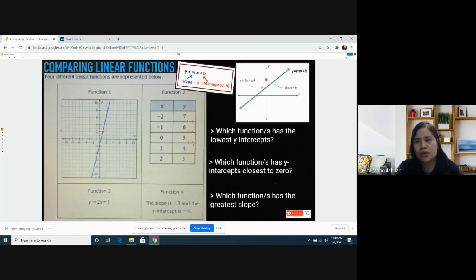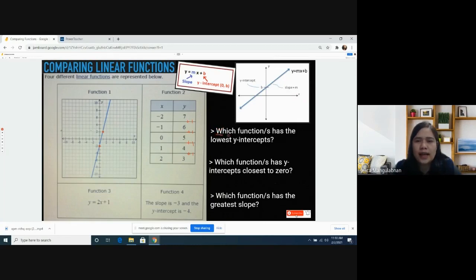And this is also the graph where b is the y-intercept. The y-intercept is the point touched by your graph on the y-axis. And the slope is the steepness of a line. Okay, so let us have the first question.